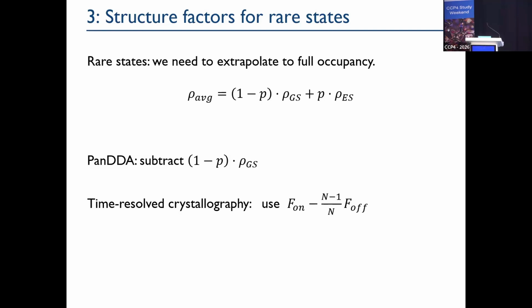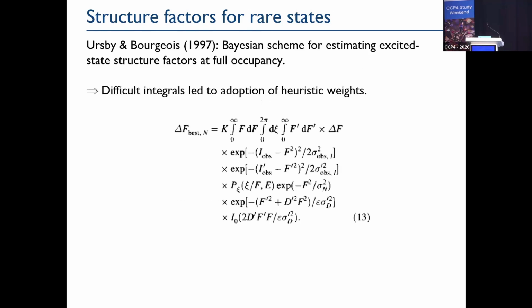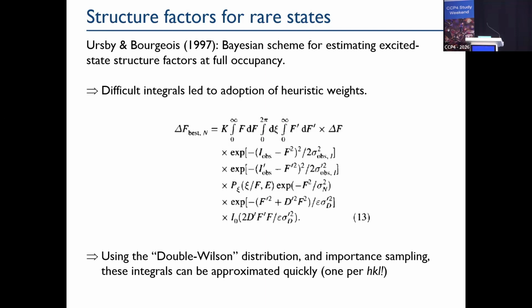Cryo-EM is a different matter. So Urs and Bourgeois, quite a while ago, already worked out a Bayesian scheme for what in principle is the optimal approach to estimating the excited state structure factor. You can see that it gets a little hairy, and not surprisingly, nobody has used this equation since then. What people have done are heuristic approximations of the ways that you can estimate from this kind of formalism. But it's 2026 now, and in principle, it is tractable to do this kind of integral numerically.